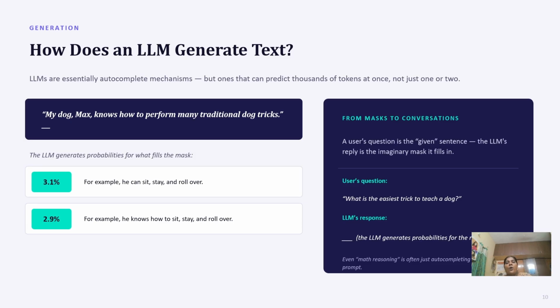So, if the user question is "What is the easiest trick to teach a dog?", what would the LLM respond? With max reasoning, it will generate the probabilities for the response to this particular user question, and it autocompletes a word problem prompt. It just fills accordingly based on the probability values.